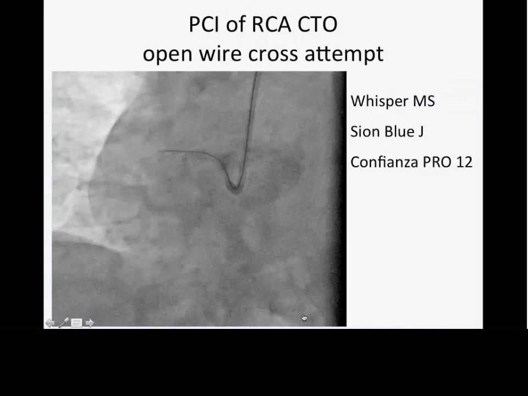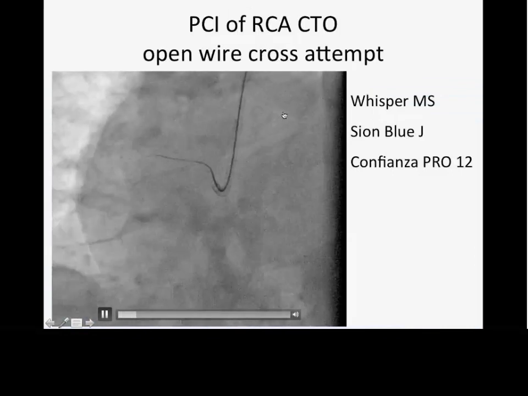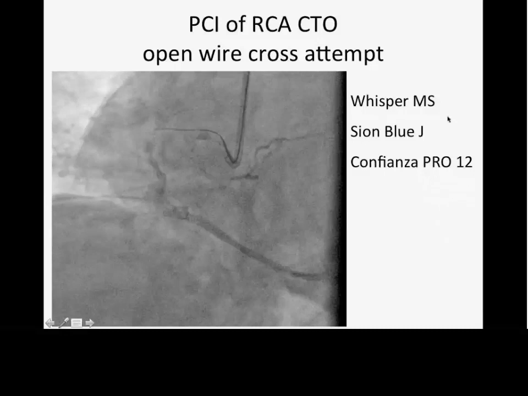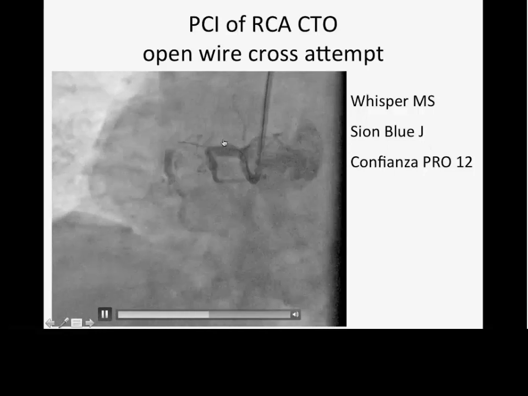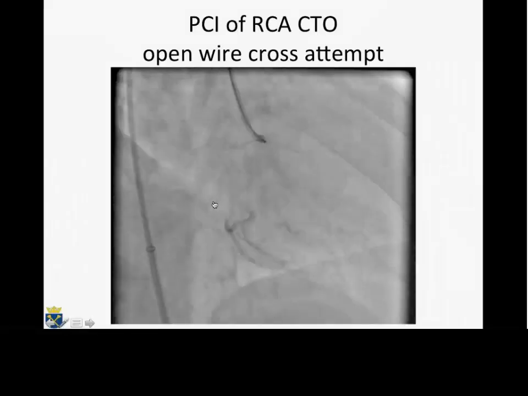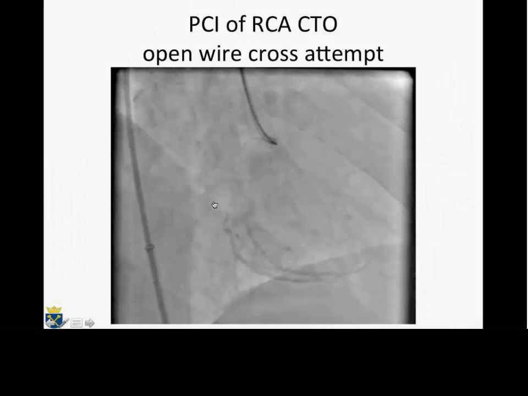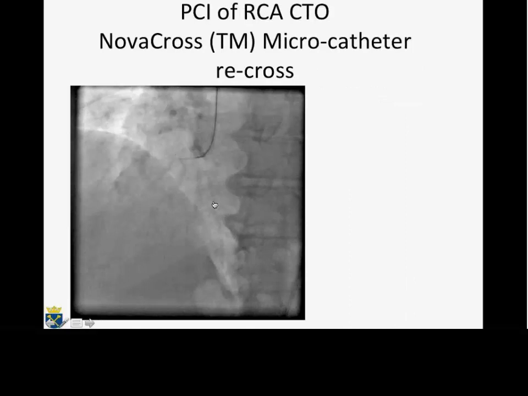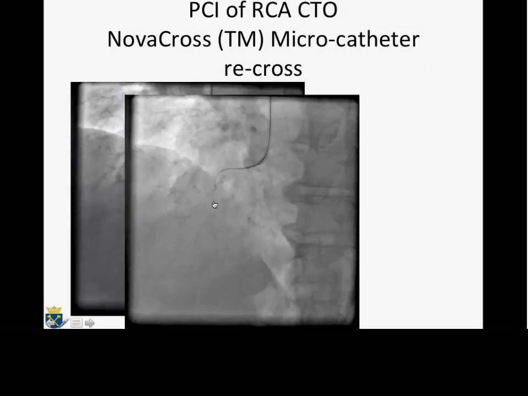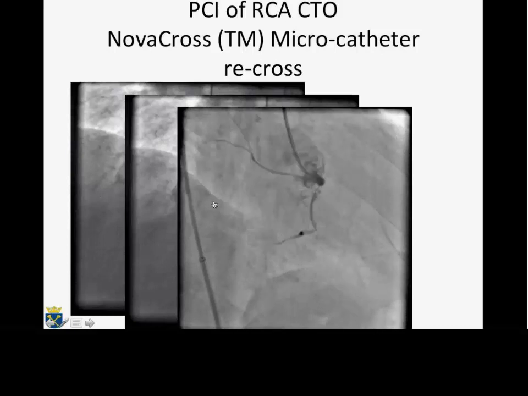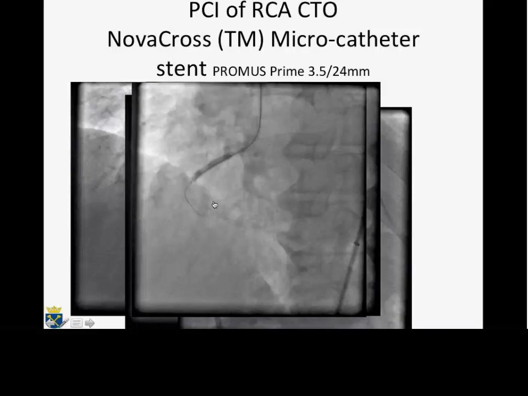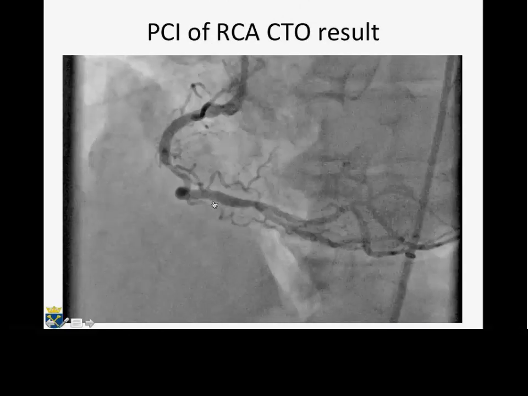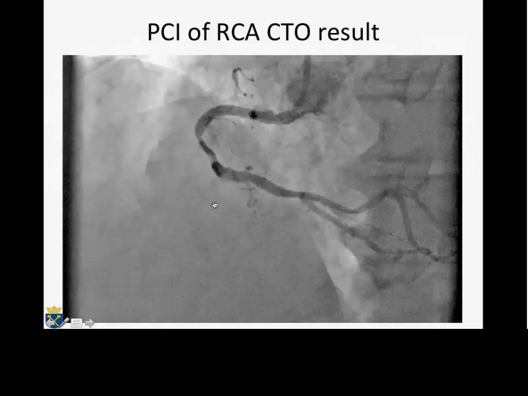So I decided to use, because there was some space, a Whisper with the support, Sion Blue, Confianza Pro, but without the support of this device, it was impossible. After that, I recrossed with the Nova Cross. It was very gentle and very, very quick. Then I decided to dilate this vessel without introducing the wire at the end. And this is the final result after stenting.